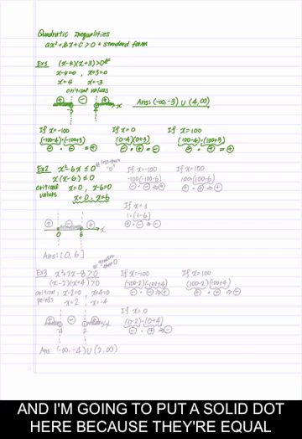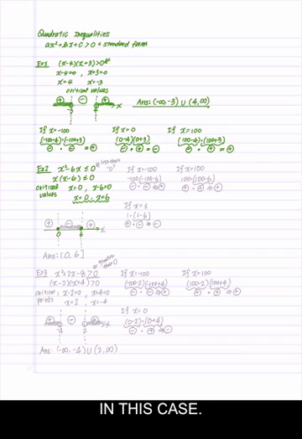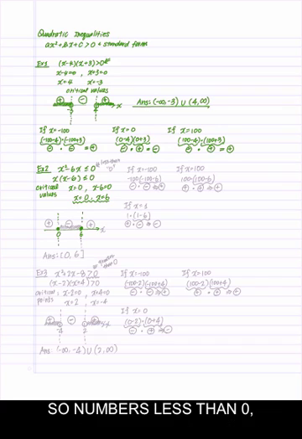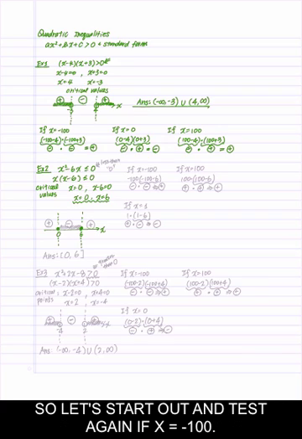And I'm going to put a solid dot here because they're equal, just to remind me that I'm going to include the endpoints in this case. And now I'm going to test values on all three sides. So numbers less than 0, numbers between 0 and 6, and numbers bigger than 6. So let's start out and test again if x equals negative 100.